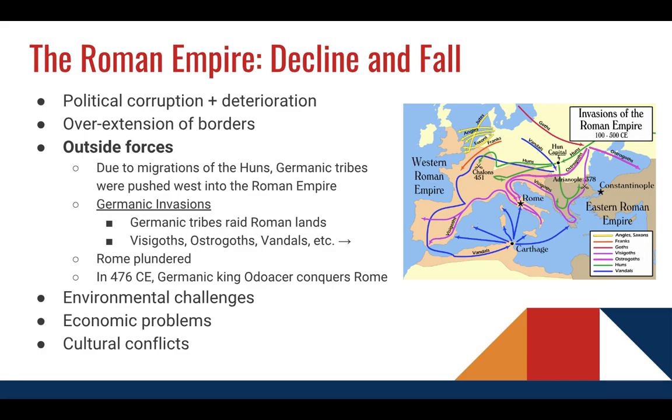And these Germanic tribes raid the lands of Rome. So they might raid cities or the city of Rome itself, or just communities. Of course, that also becomes very expensive to defend. There's a lot of different groups here: the Franks, the Goths, the Visigoths, the Ostrogoths, the Vandals. All of these make the defense of Roman borders and Roman cities very difficult. Rome is plundered actually more than once in the 400s, but the Western Roman Empire officially comes to an end in 476 when a Germanic king conquers Rome and sets up his own kingdom in Italy.